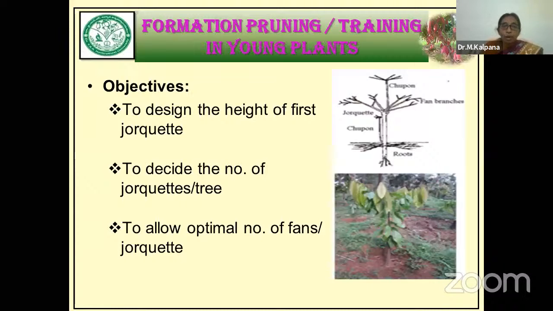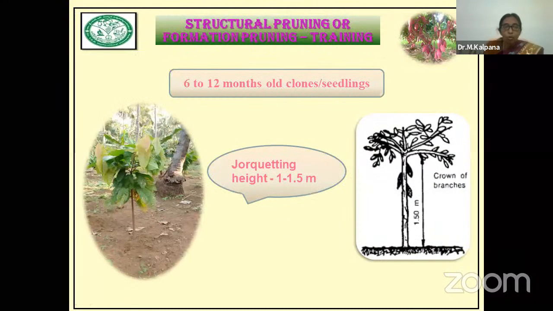The main objective of structural pruning is to design the height of the first jorquette, to decide the number of jorquettes per tree, and also to optimize the number of fan branches. This is very important to carry out the cultural operations in cocoa, and also to have better yields. Right from the time of planting, at 6 to 12 months old, we have to see whether the plant is giving a good jorquette or not.